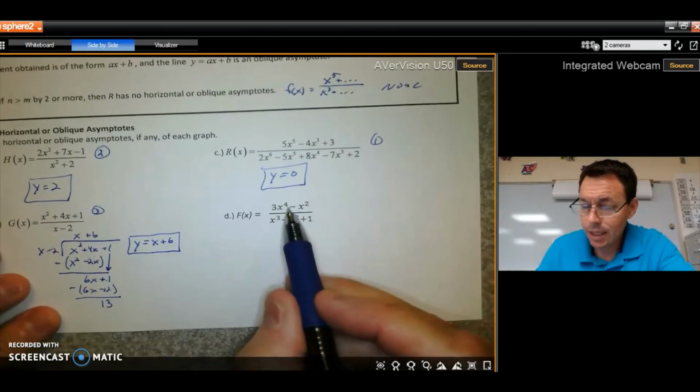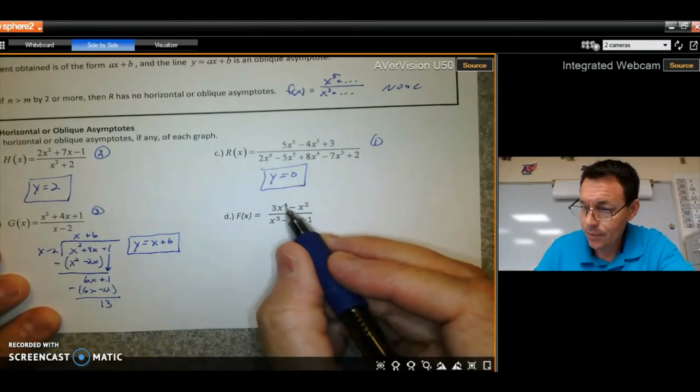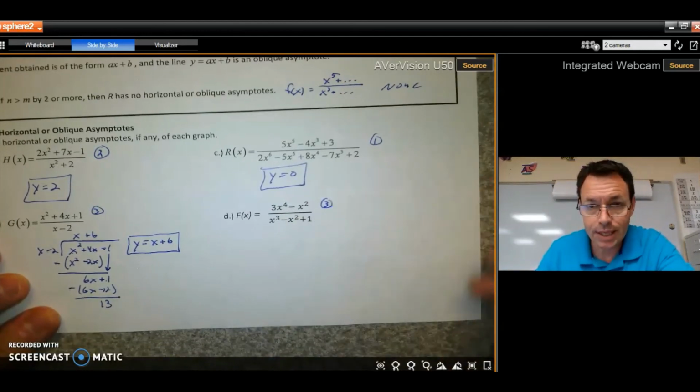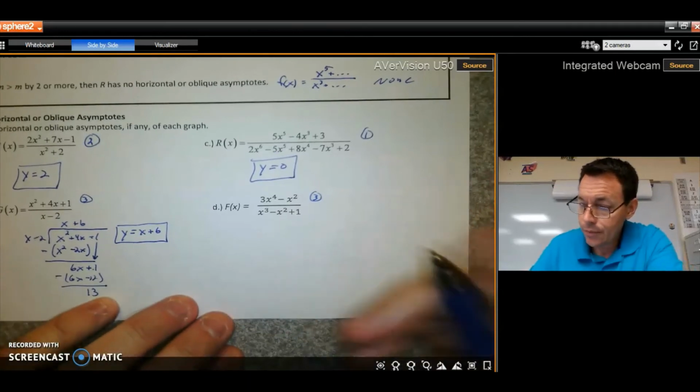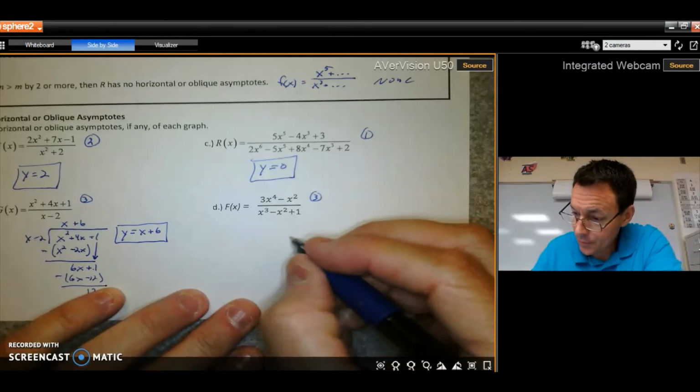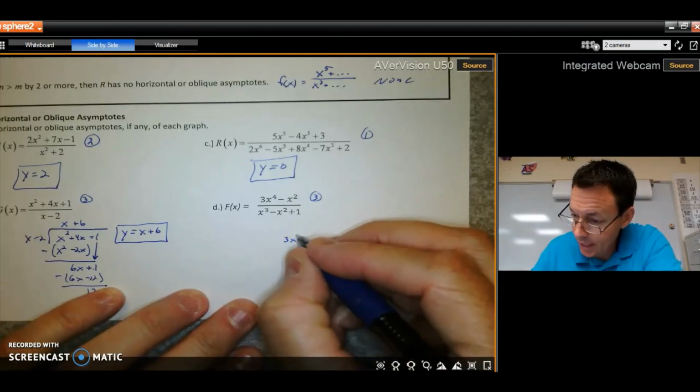Now, again, the top is 1 bigger than the bottom. So this is rule 3. We're going to have an oblique asymptote. Now, when you divide, so we're going to divide the top by the bottom. So I'm dividing 3x to the 4th.